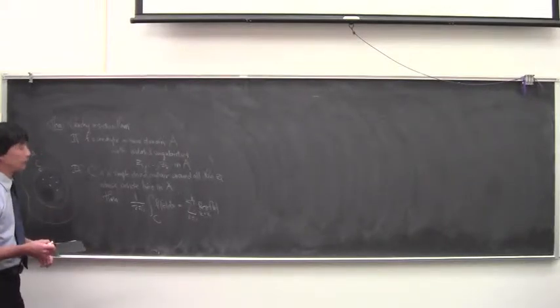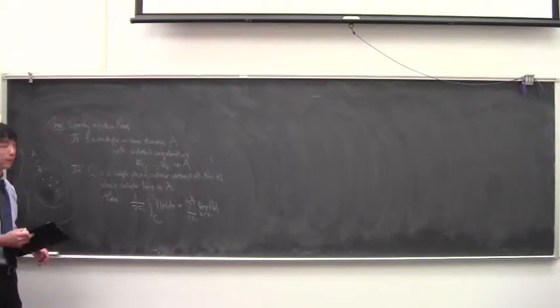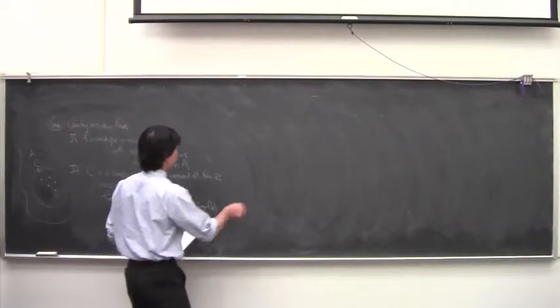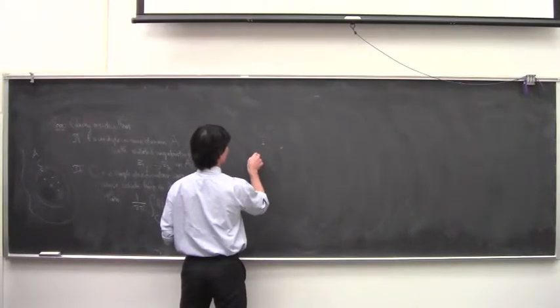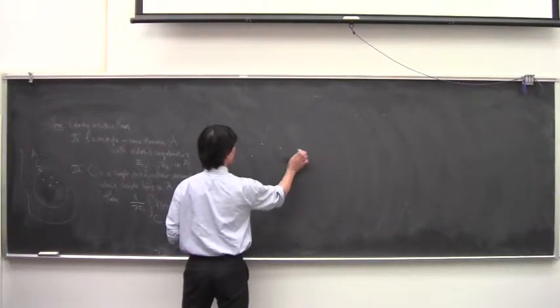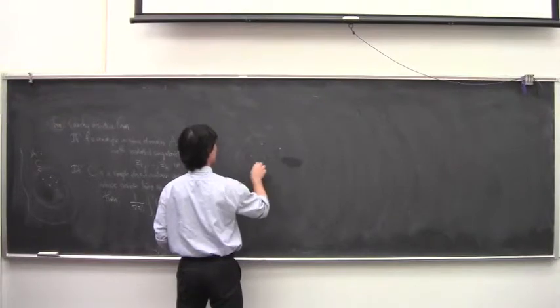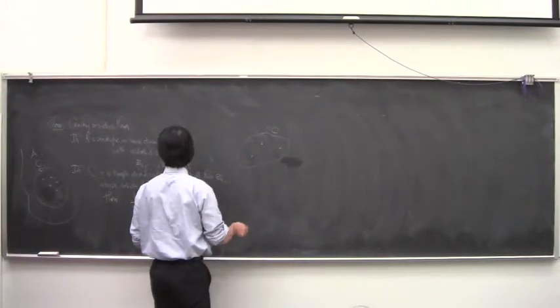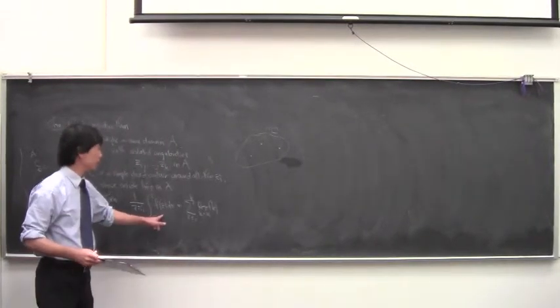So what's the proof of this? Can anyone see the proof of this? And you have a finite number of singularities, right? And you have this curve C going around it, and you want to get the integral of this.